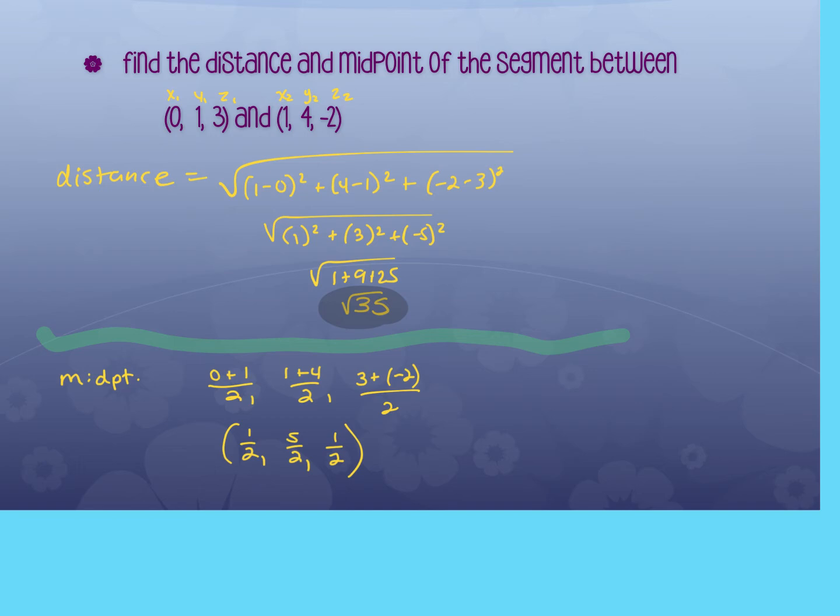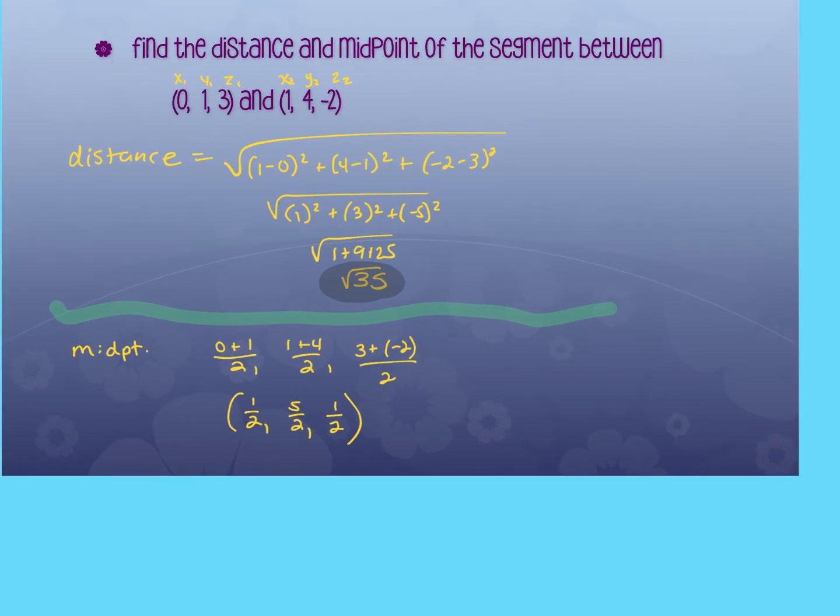Again, if you're taking this online and you're typing this into Canvas, then you're going to open the parentheses, 1/2, comma with no space, 5/2, comma with no space, 1/2, and close the parentheses. I actually think it says no parentheses. So you can also just do the 1/2, the 5 halves, and the 1/2. Easy stuff, right? Yes, we're good?